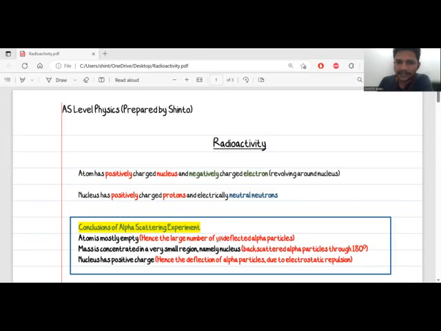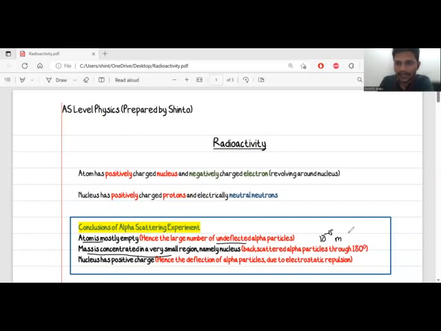Since we had a large number of undeflected alpha particles, we can conclude that the atom is mostly empty. And since we have a few backscattered alpha particles, we can conclude that mass is concentrated in a very tiny space, a very small region, the nucleus. In fact, it is about 10 to the power minus 15 meter small. And the nuclear density is so high, all the matter, or almost all the matter of the atom, is concentrated in this tiny little region.